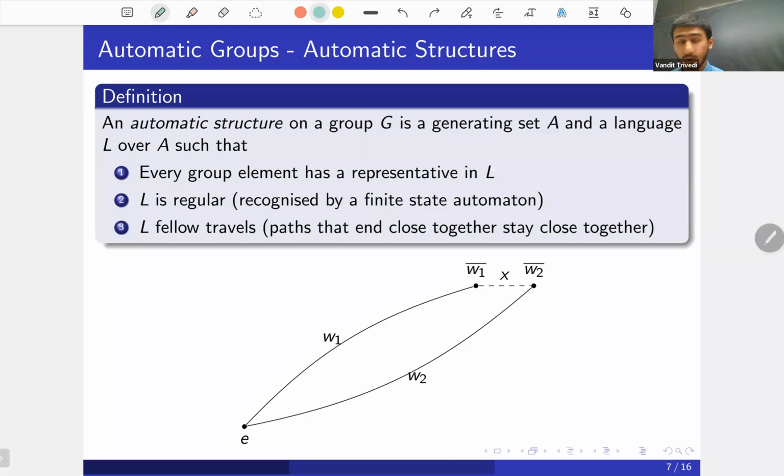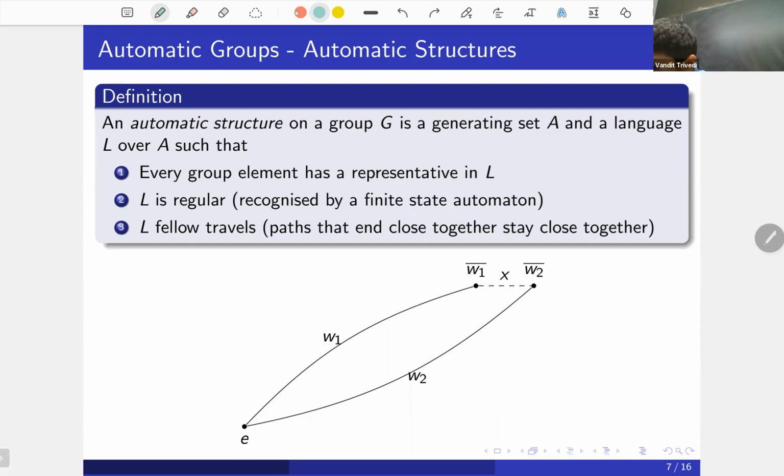So this is a definition of an automatic structure on a group. If I have a group G along with a generating set A and a language over A, by a language I just mean strings in the generators A, or words over A, and this language satisfies certain criteria. Firstly, we'd obviously want every group element to have at least one representative in the language that we've chosen. Secondly, the language is regular, which is something I'm not going to go into, but what it means is that it's recognized by a machine called a finite state automaton. And thirdly, this is what we've been discussing in the last few slides, the language L fellow travels. Paths that end close together stay close together throughout.